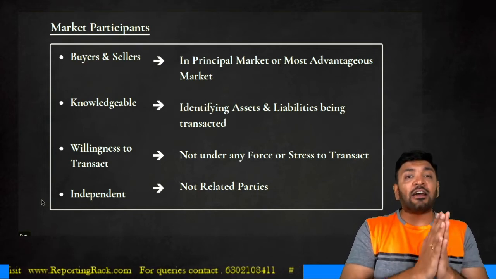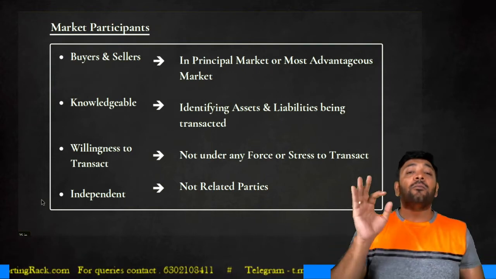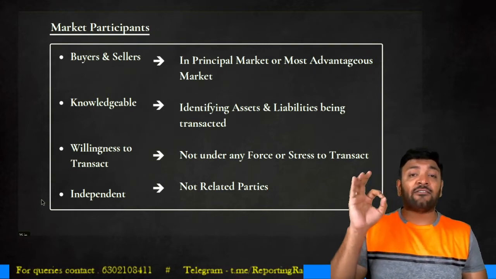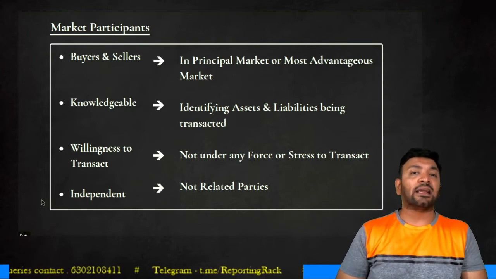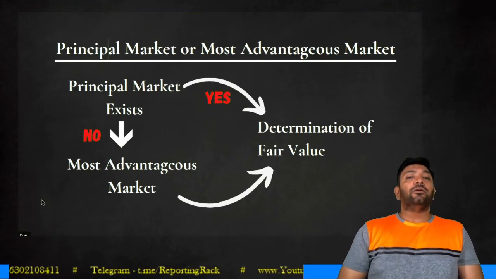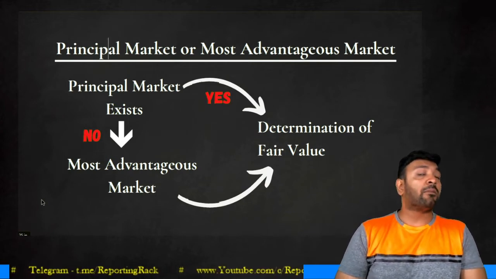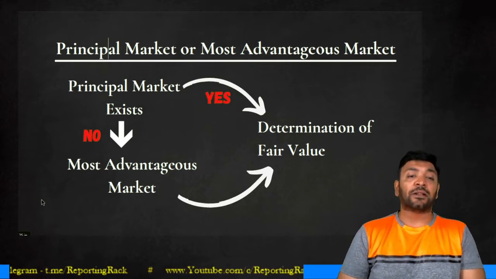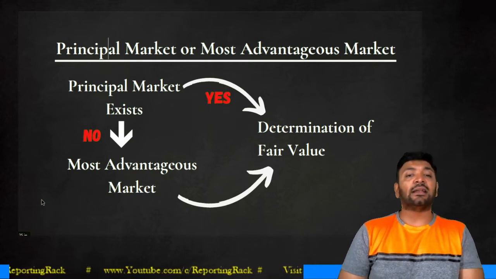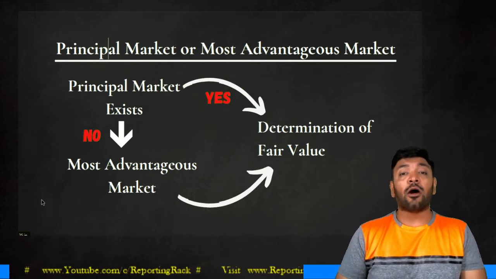If I can determine fair value with respect to a principal market, then I will not consider the most advantageous market. But if the principal market cannot be identified, then in such cases, I will have to identify fair value with respect to the most advantageous market. Clear? Let's see. If a principal market exists, then determine fair value based on the principal market. If a principal market does not exist, or you cannot identify it, then determine the fair value with respect to the most advantageous market. Now let's understand this with the help of an example.